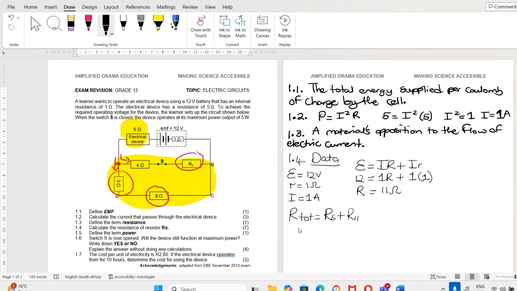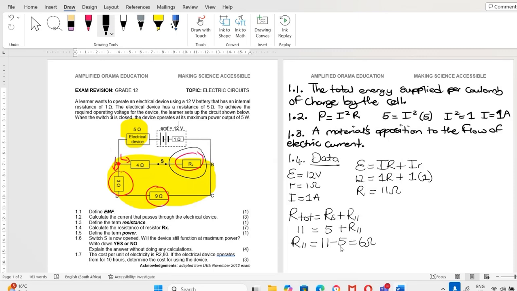And we know that now R tot is 11, and R series, we know there's only one thing connected in series, and that's the electrical device. And so R series is 5, then plus R parallel. Now, R parallel, we do not know, obviously, because we are looking for Rx. So now R parallel is equal to 11 minus 5, which is equal to 6 ohms.